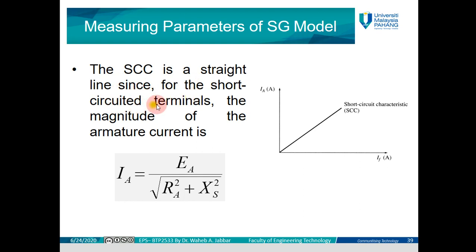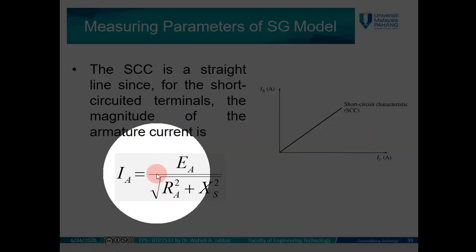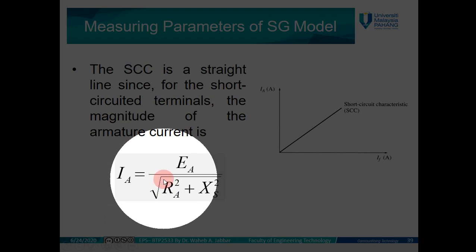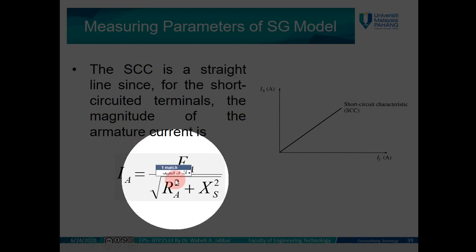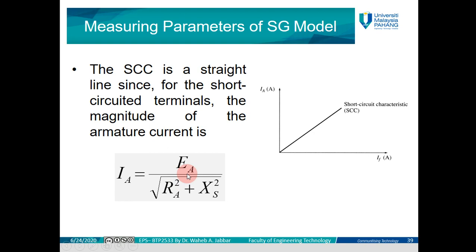since for the short circuit terminals, the magnitude of the armature current is given by this formula: IA equals EA over the square root of RA squared plus XS squared. RA represents the armature winding resistance, and XS represents the synchronous reactance of the synchronous generator.